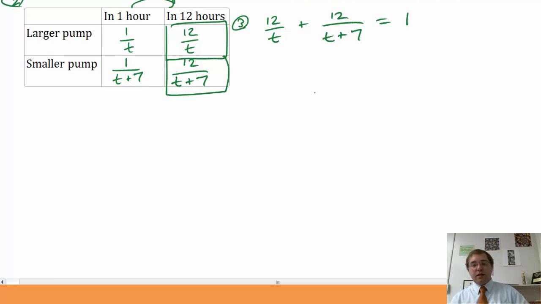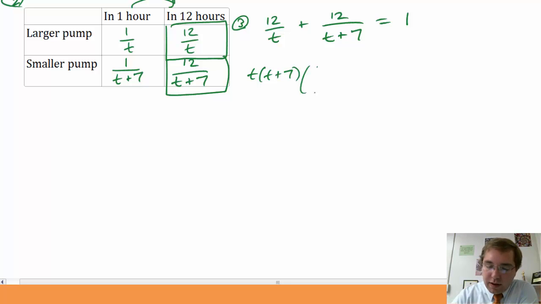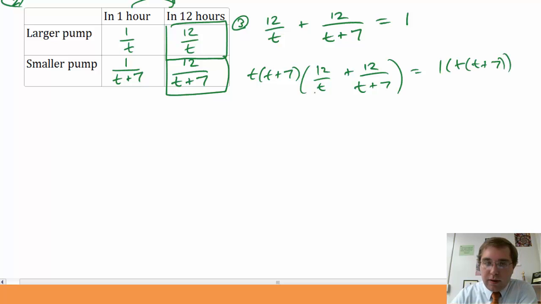How are we going to solve that equation? Well, we're going to multiply everything in the equation by the common denominator. What's that common denominator? It's going to be T times T plus 7. So I'm going to multiply everything by that, including the right-hand side. Alright, so on the left-hand side, when I multiply 12 over T by T times T plus 7, the T's cancel. We just get 12.